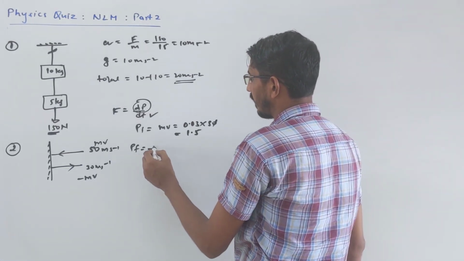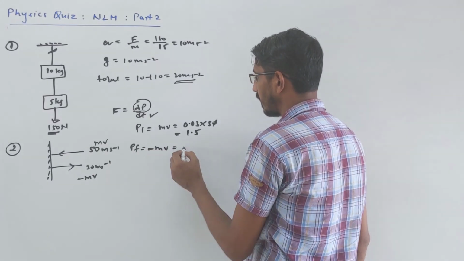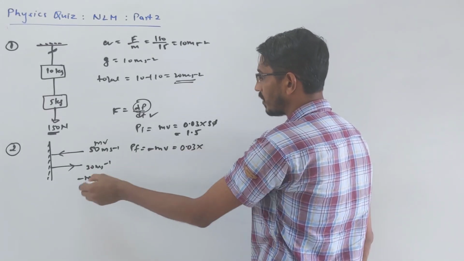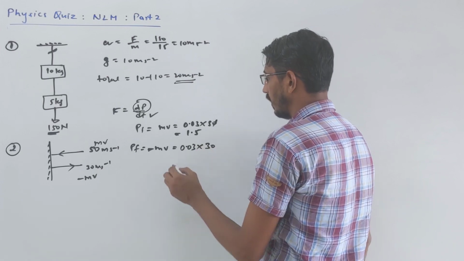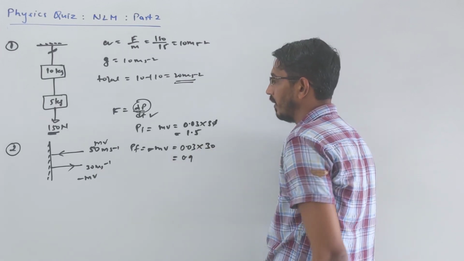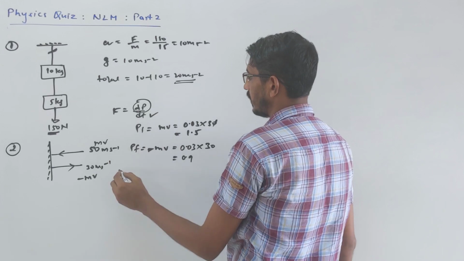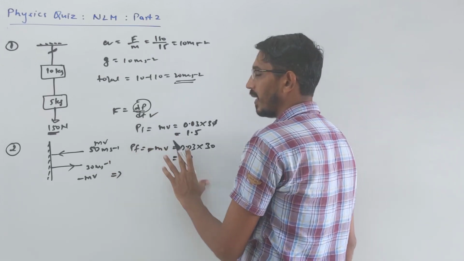So the final momentum, let's write mv. The mass remains the same, 0.03, and the velocity has changed to 30 here. So this becomes 0.9. Now you have to find the change in momentum. Change in momentum is how much? Final minus initial.